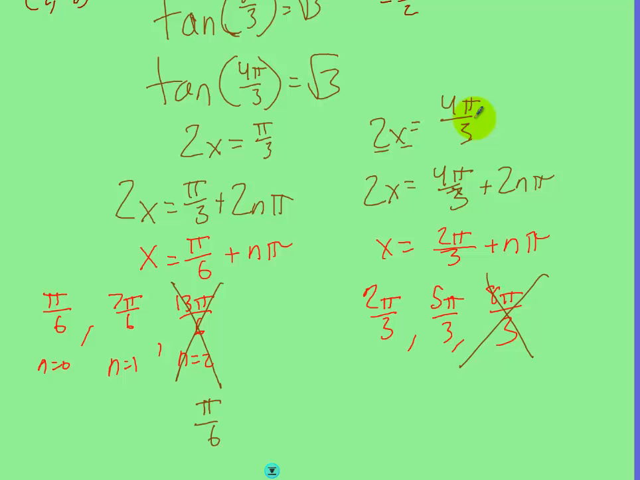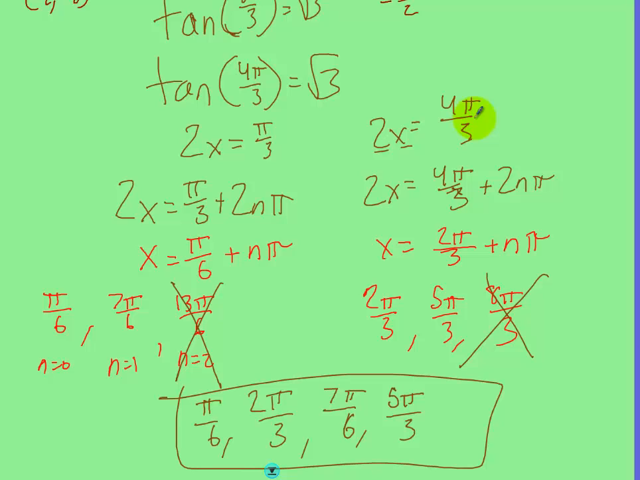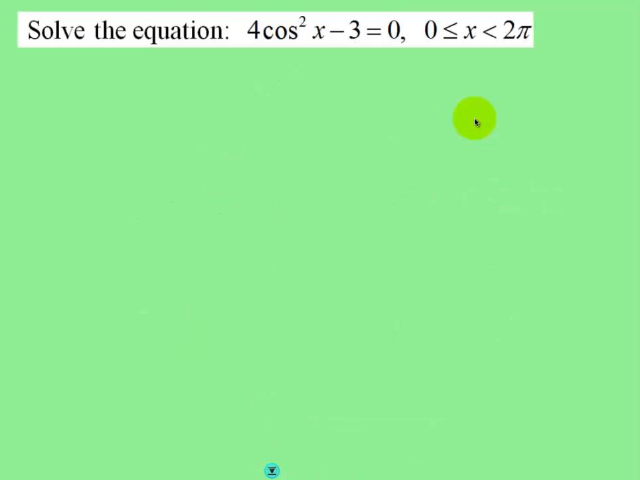So pi over 6, and we can put this in ascending order. 2 pi over 3, and then 7 pi over 6, and then 5 pi over 3. So those are our 4 answers that satisfy that original equation. All right, solve the next equation here.